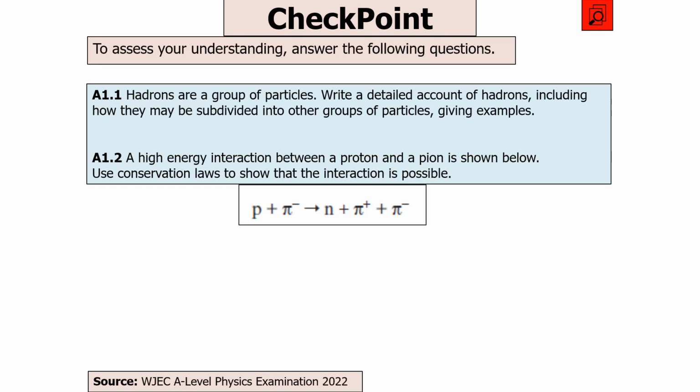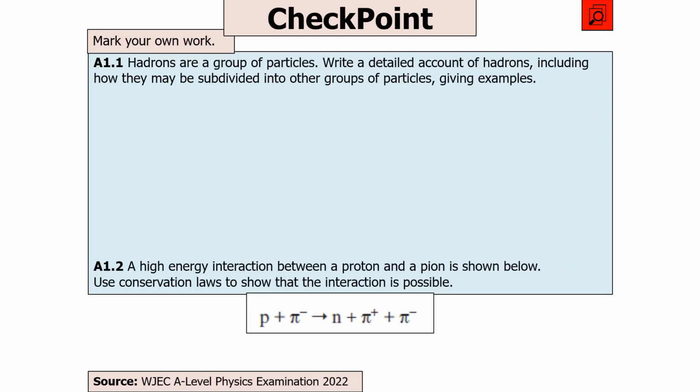The next question says, hadrons are groups of particles. Write a detailed account of hadrons, including how they may be subdivided into other groups of particles, giving examples. Then, a high energy interaction between a proton and a pion is shown below. Use conservation laws to show that the interaction is possible. So pause the video now, then unpause the video when you want to go through your answer.